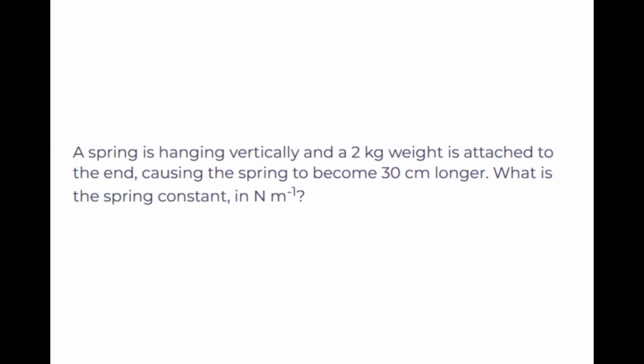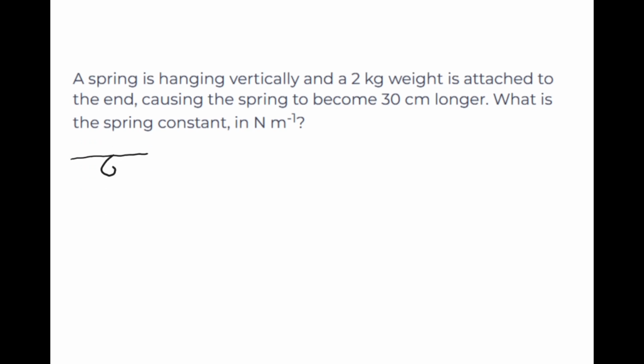Question 2. A spring is hanging vertically and a 2 kilogram weight is attached to the end, causing the spring to become 30 centimeters longer. What is the spring constant in newtons per meter?